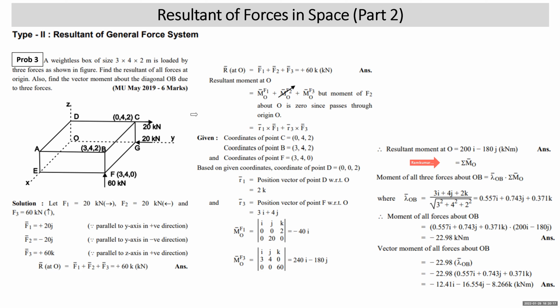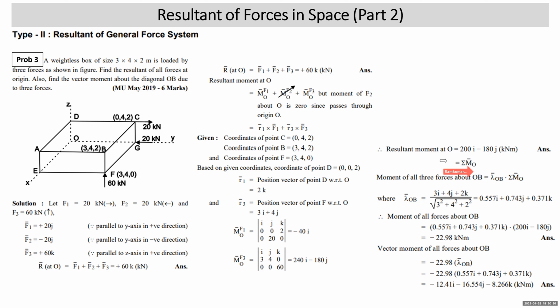Now the next part, the second part of the sum, which is asking to also find the vector moment about diagonal OB. So he's asking for the moment of all the forces about OB. What is it going to be? It will be equal to the dot product of the unit vector along the line and sigma MO bar, that means the algebraic sum of the moments of all forces about O.